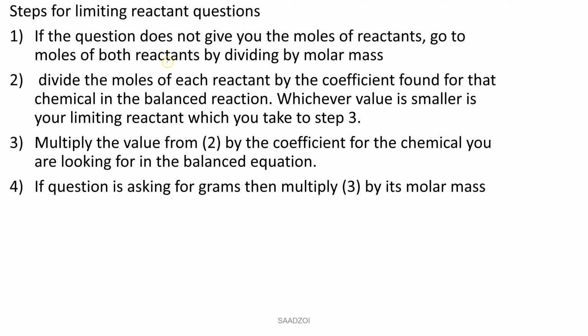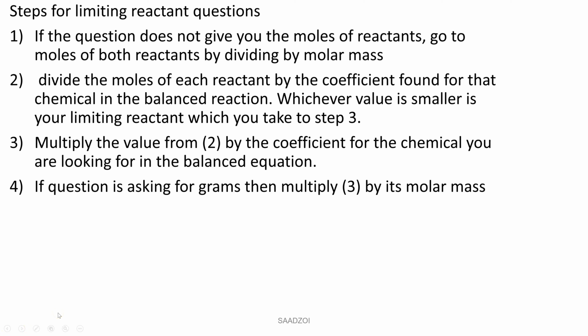So here are the steps for doing stoichiometry. There's a separate video that goes into detail on how to do this with more examples, but I'm going to show you right now so at least you get the basics. So the first thing you're going to do: if the question does not give you moles, you're going to go to moles. So how do you go to moles? Divide by the molar mass, and you get moles. 2, divide the moles of each reactant by the coefficient found for that chemical in the balanced equation. Now this may seem really confusing at first, but once you see it, you understand how to better do it.